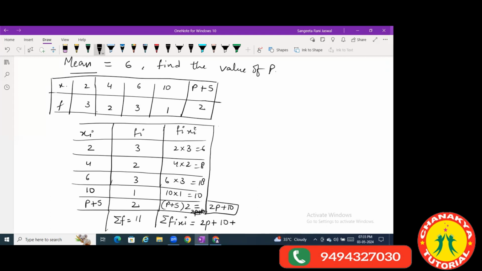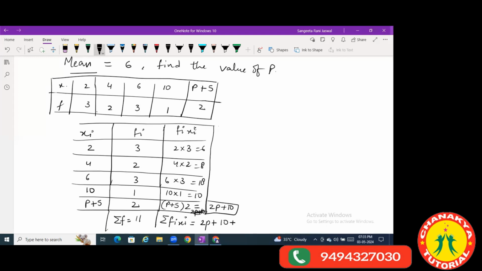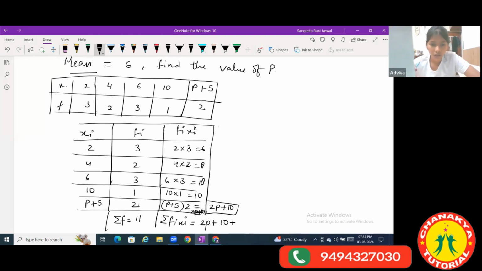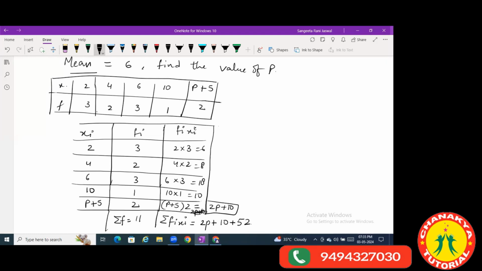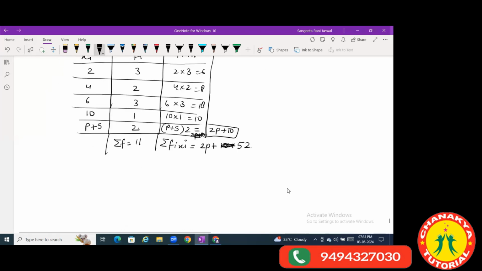I'm just writing 2P plus 10 as it is, and then the number. 42. When you add 10, this becomes 52. This was 42, you said right. So that means summation Fixi is 2P plus 52.